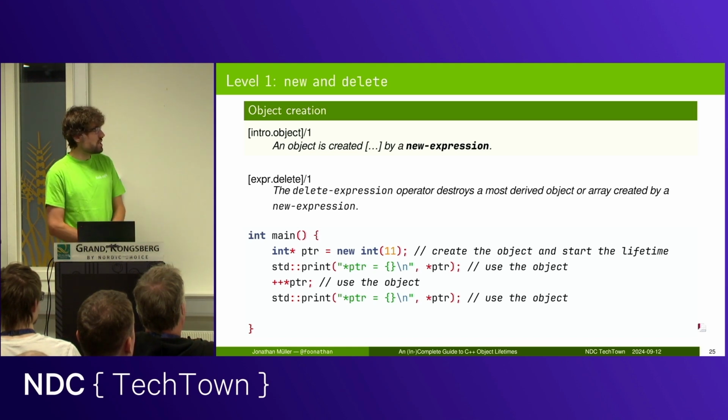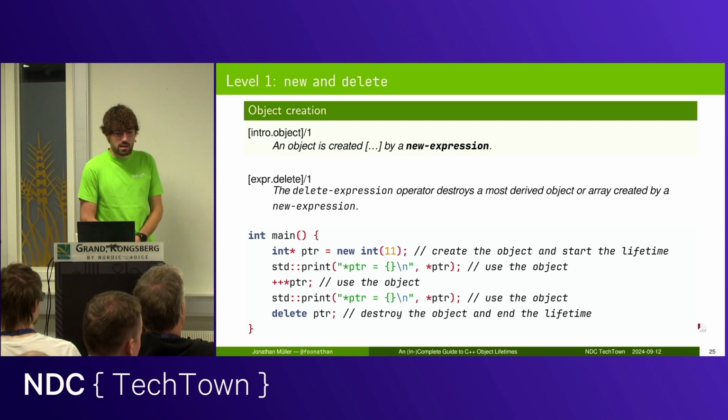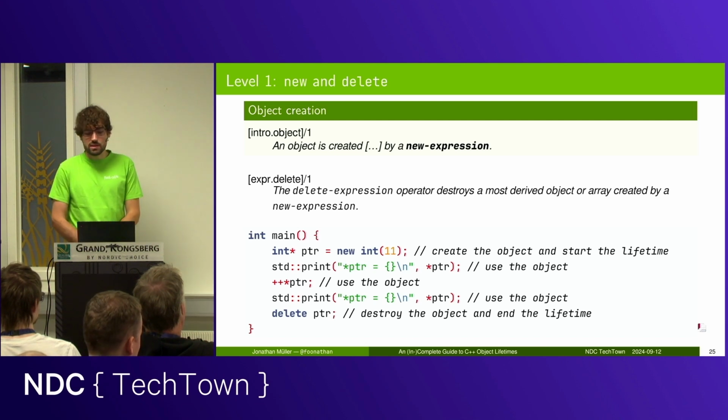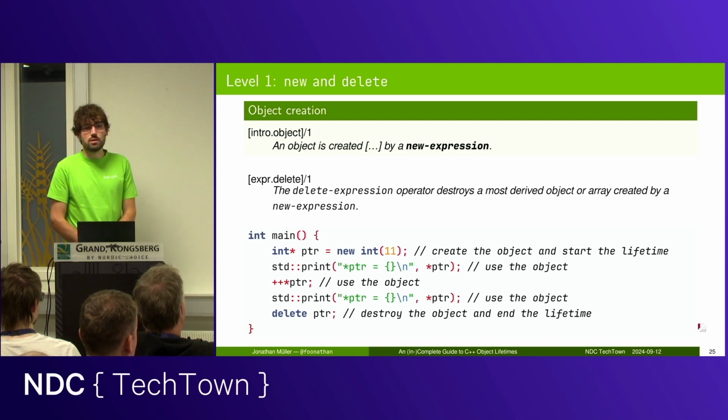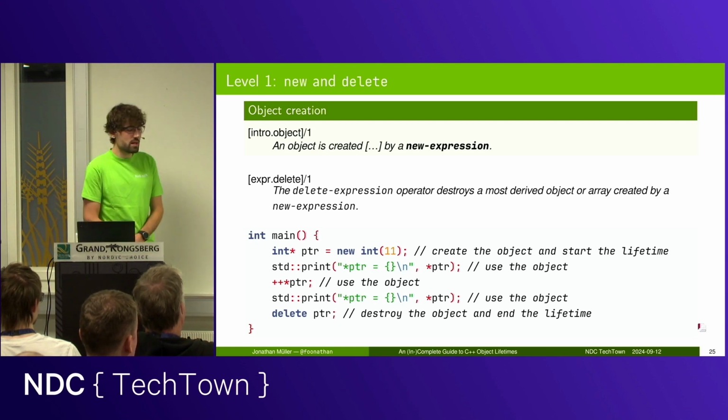We can then use the object. At the end, we can destroy it, which will end the lifetime and deallocate the storage. And note that there are two objects. One is the int on the heap, and the other one is the int pointer on the stack, which is governed by the rule that we had before.